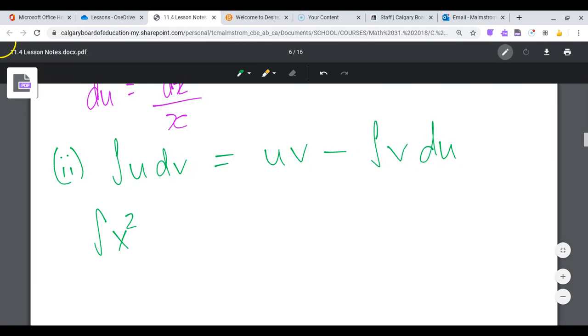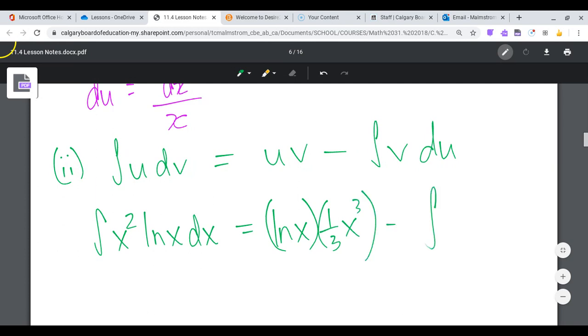So we have x squared ln x dx is equal to u, which was ln x, being multiplied by v, which is 1/3 x cubed, minus the part that we still have to integrate, which is v, which is, what did we say was v? 1/3 x cubed. I just wrote it out. I don't know, must need more coffee. And then our du is dx on x.